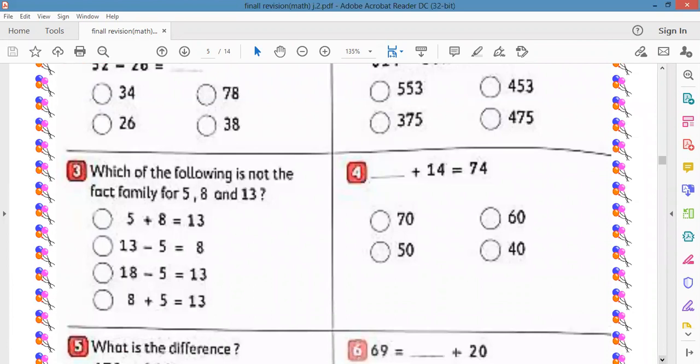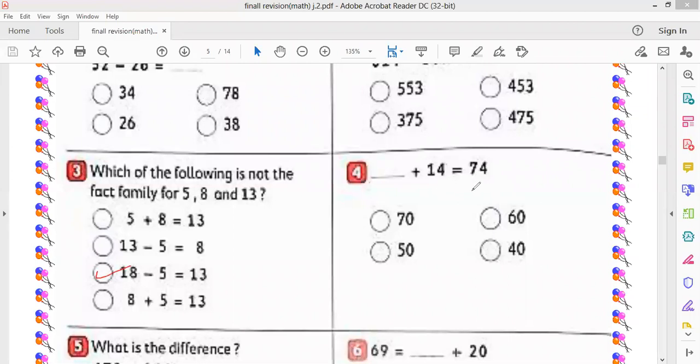Number 3. Which of the following is not a fact family for 5, 8, 13? In a fact family, we must have the three numbers together, 5, 8, 13. Look at the first one, we have here 5 plus 8 equals 13. And 13 minus 5 equals 8. And 18 minus 5 equals 13. 18 is not in the fact family. So this is not a fact family.